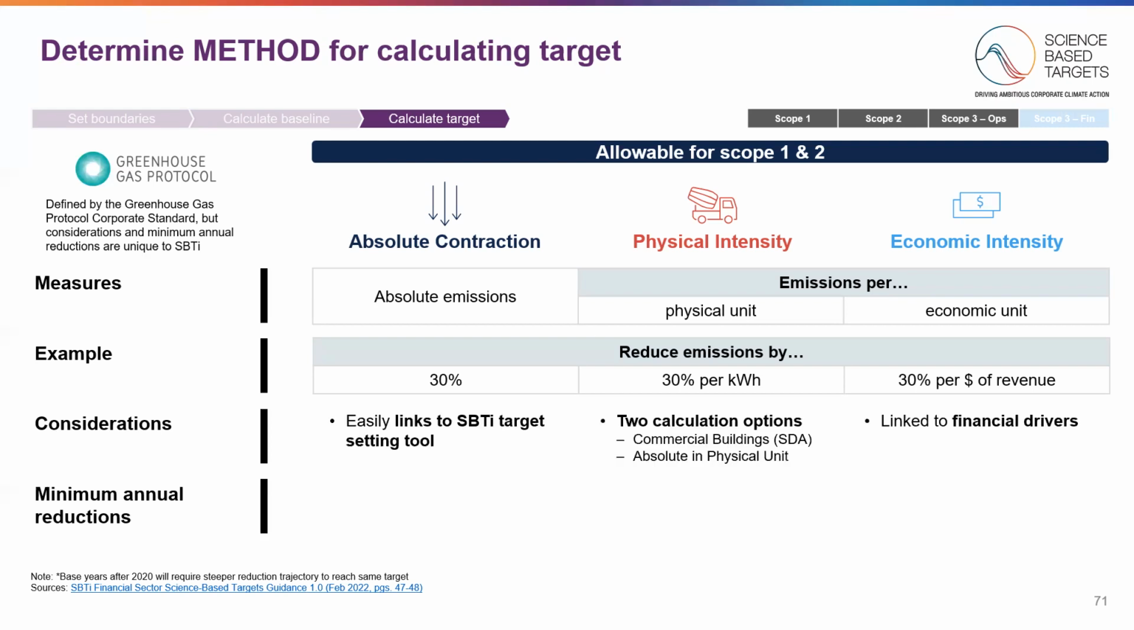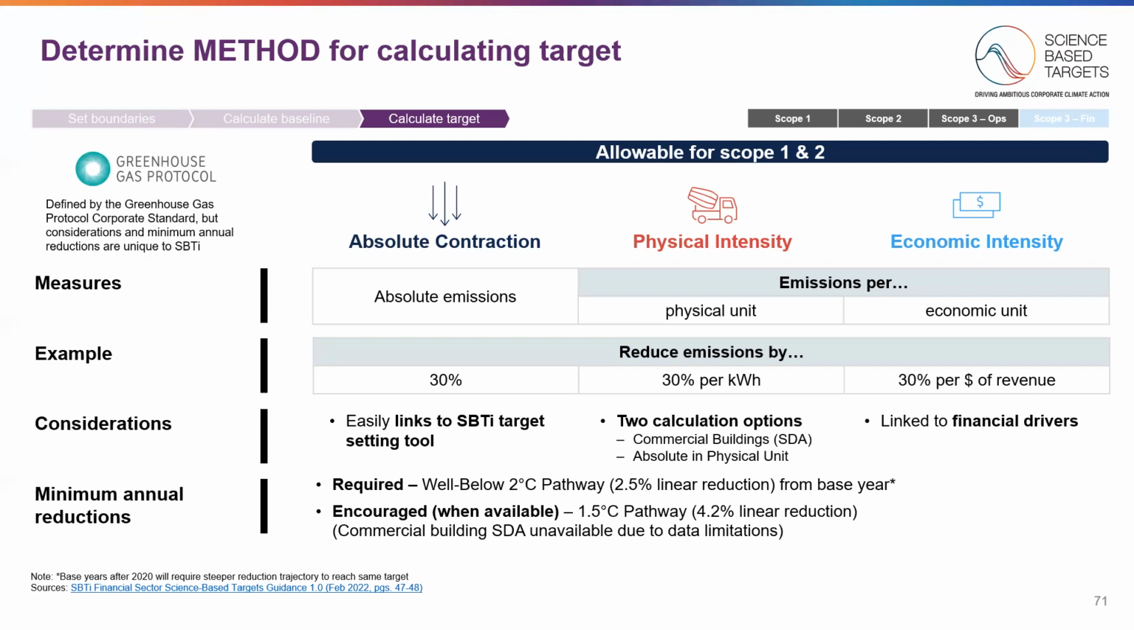In selecting a method, you want to think about a few considerations. Absolute contraction may seem harder to achieve, but it is easier to communicate and links easily into the SBTI target setting tool. Physical intensity has two calculation options, commercial buildings and absolute and physical unit. These may be more or less practical depending on your existing business model. Economic intensity is tied to financial drivers, and you'll want to consider how this ties to your business.